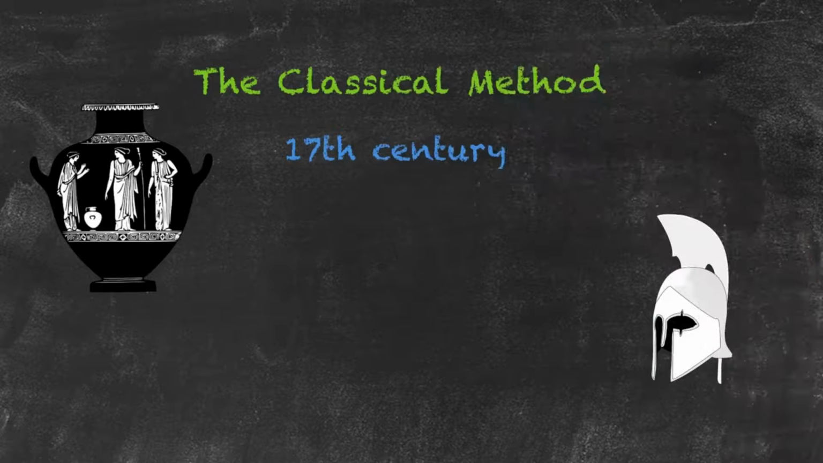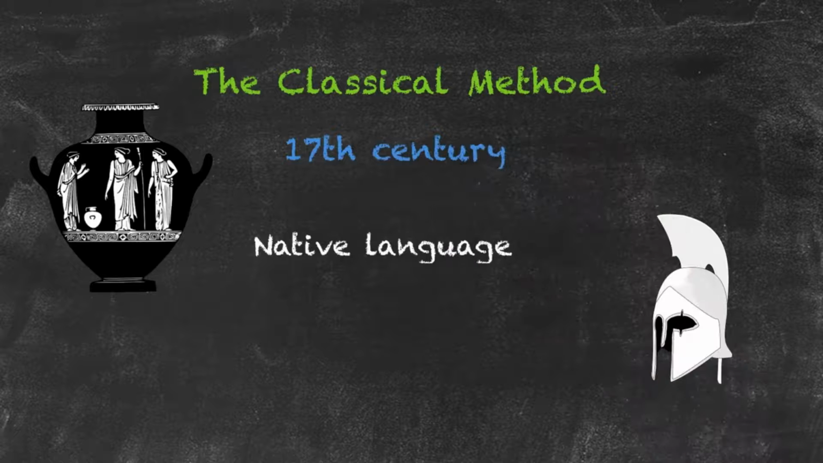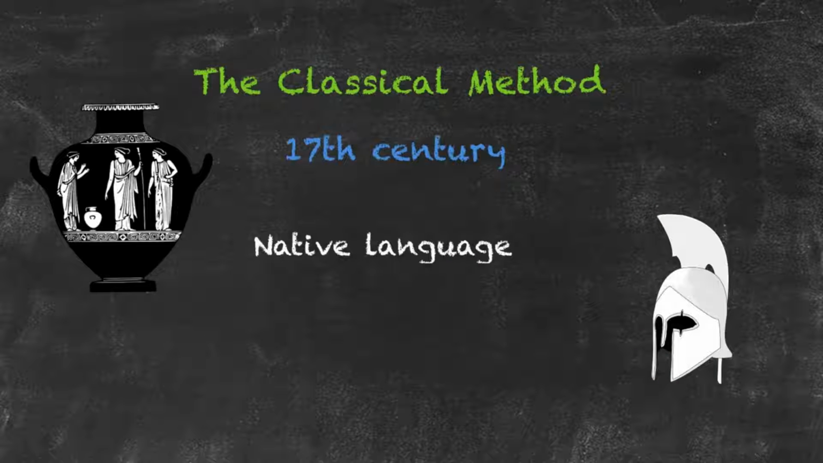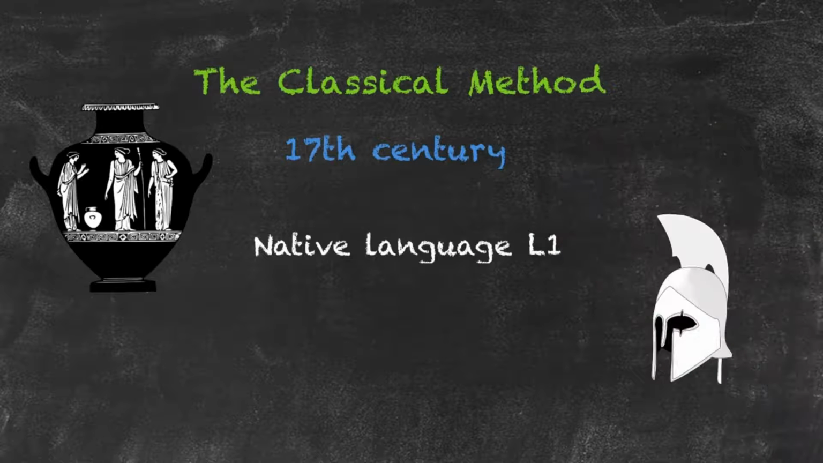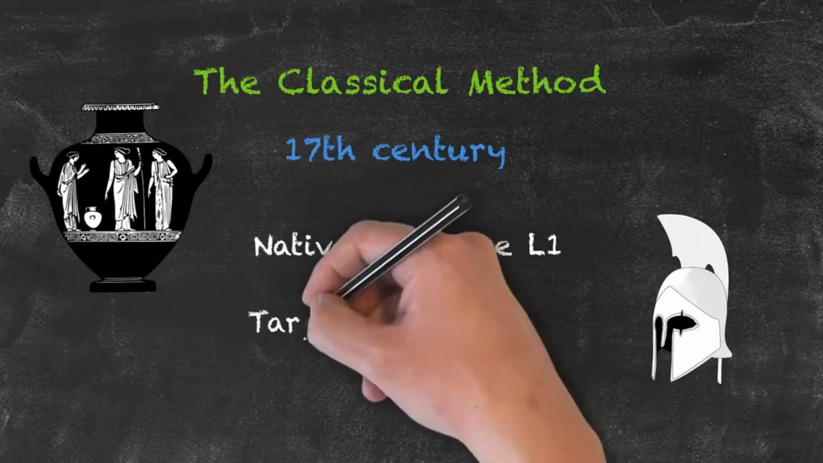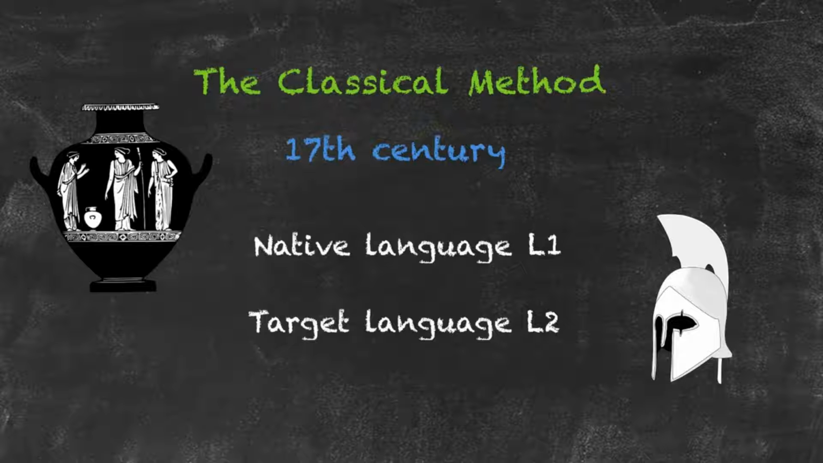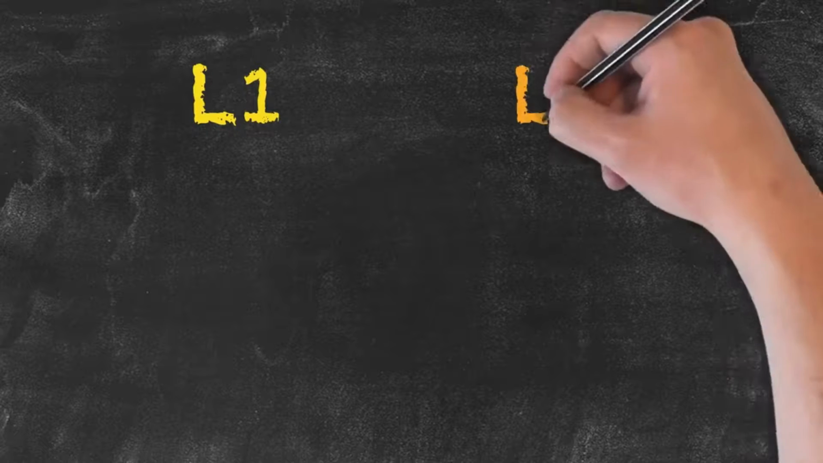And the purpose of this particular methodology was for scholars to be able to translate old Greek and Latin texts into their particular language. If we take the language that we usually speak, our native language, that is often given the designation L1. And the language that we are trying to translate that to, let's call it the target language, is given the designation L2. The purpose of grammar translation, then, is to basically translate between L1 and L2 and vice versa.